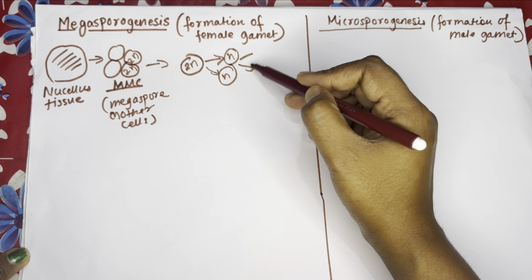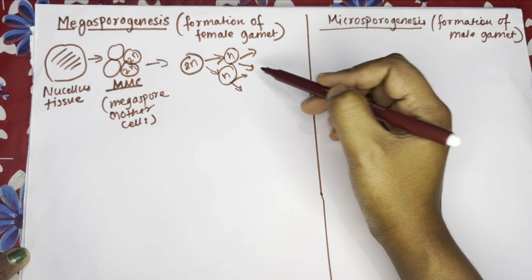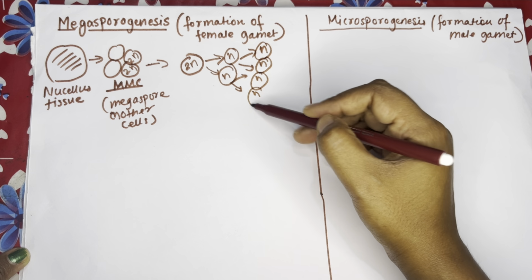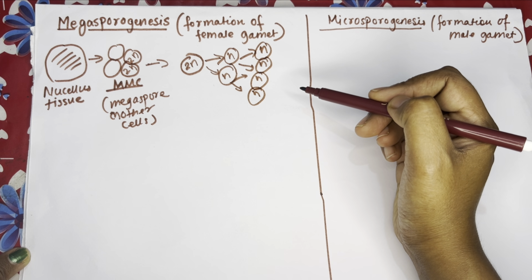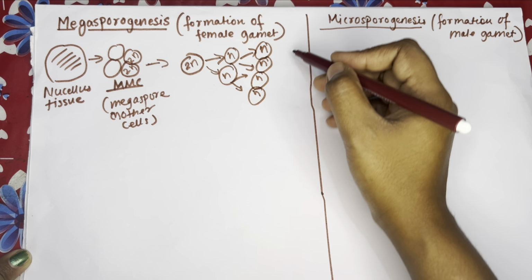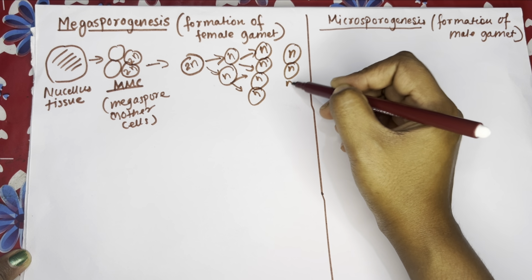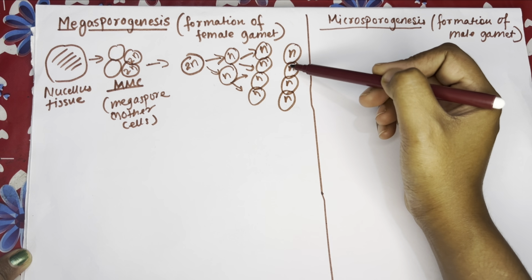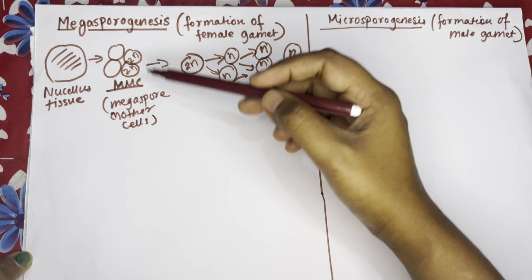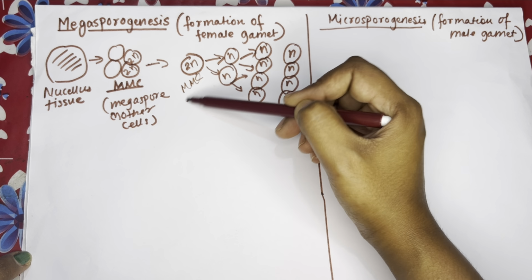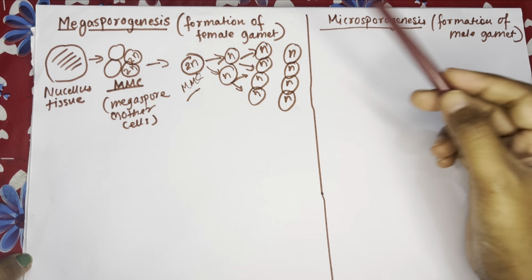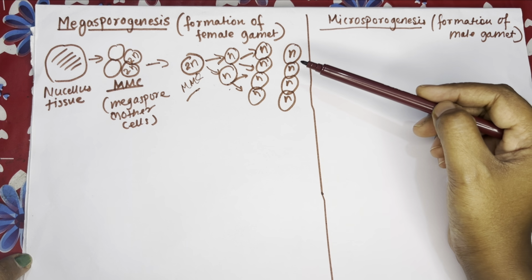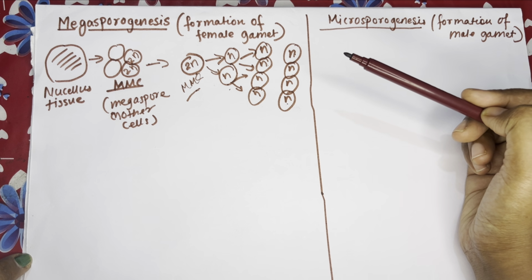Then meiosis will be completed once meiosis 2 is completed. As a result of meiosis 2, we will again get 4 cells, that is, we'll get a tetrad. The arrangement will be like this. Each one of these will be called one megaspore. So here we have 4 megaspores that we have obtained from the megaspore mother cell, that is MMC, as a result of meiosis. Meiosis 1 gives us 2 cells and meiosis 2 gives us 4 cells consisting of N. Each of them is called a megaspore.